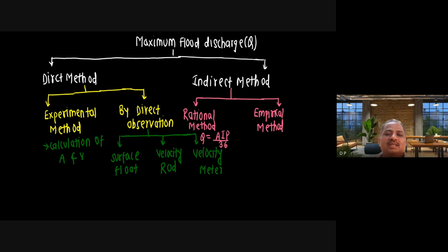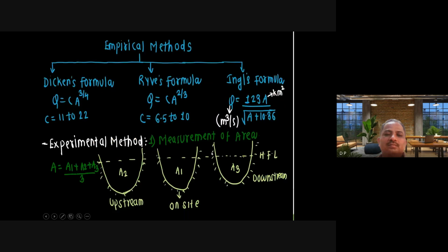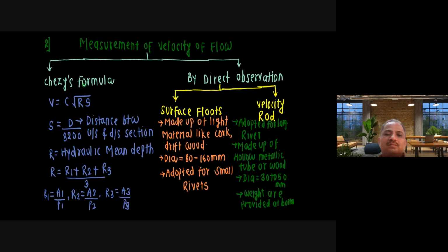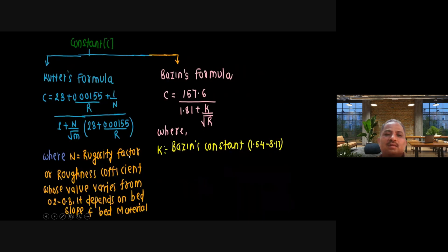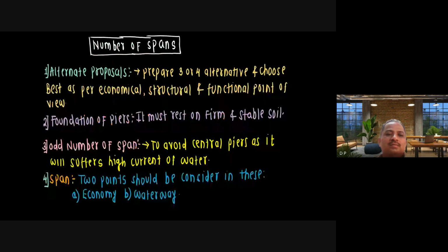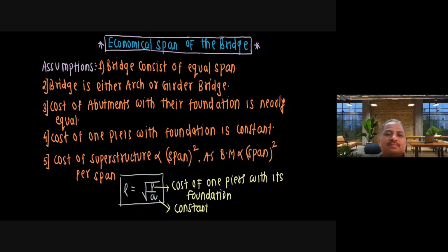So, maximum flood discharge. There are various methods to calculate discharge. Empirical methods. Measurement of velocity by Chezy's formula, V is equal to C under root RS. Number of spans, economical span of the bridge.